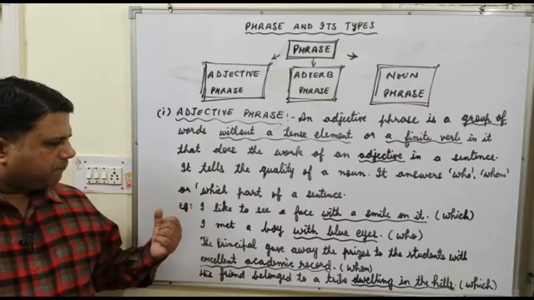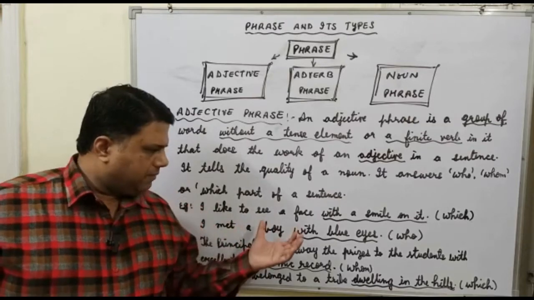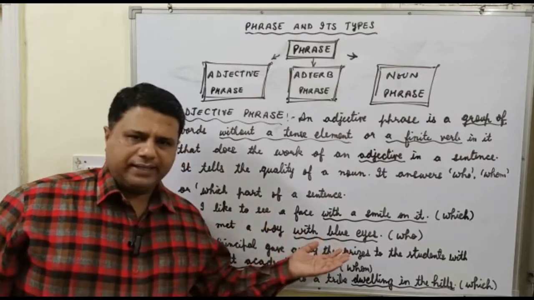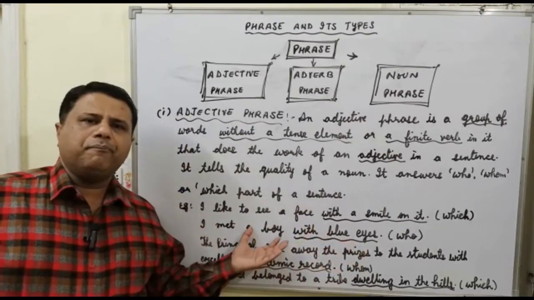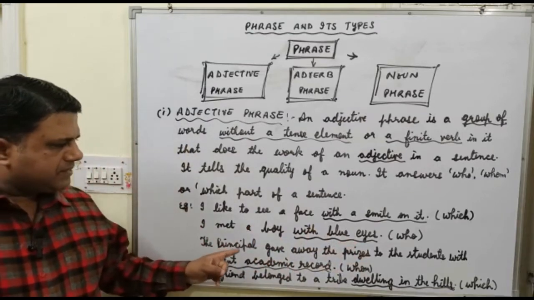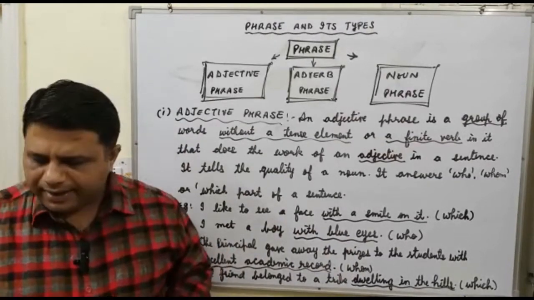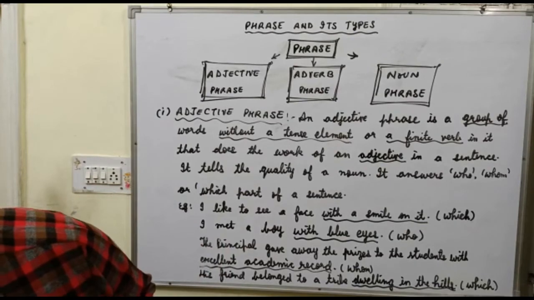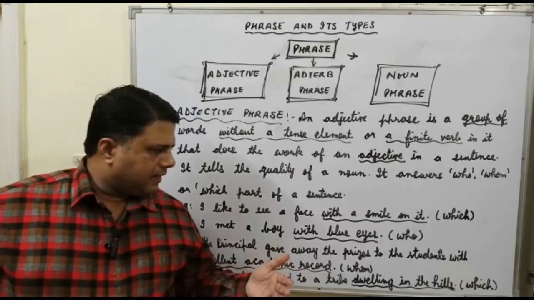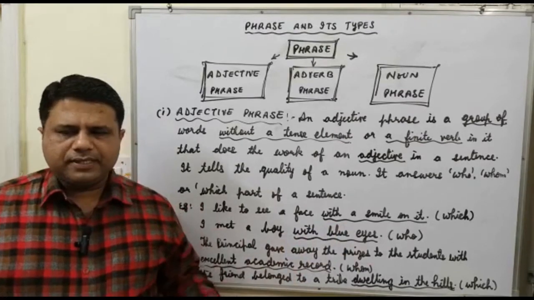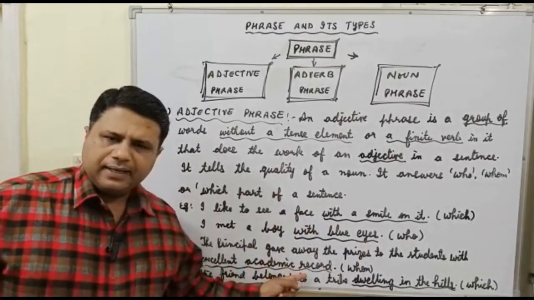Let's see the second example. I met a boy. Immediately a question comes to our mind. Who? I met a boy with blue eyes, right? With blue eyes is the quality of the boy. Then the next example: the principal gave away the prizes to the students with excellent academic record. The principal gave the prizes to whom? To the students. Which students? With excellent academic record. So this is again an adjective phrase.